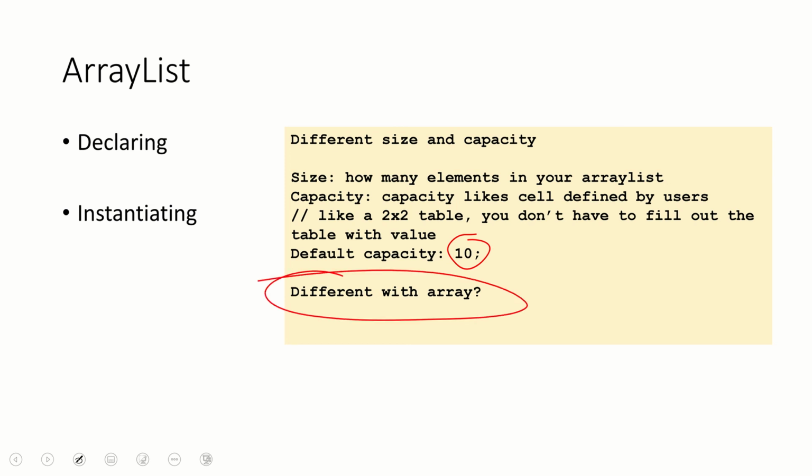Can you tell what's the big difference between array and ArrayList right now? If it still confuses you, what's the capacity and the size? Think about this question, maybe take 5 minutes. What's the big difference? Then I will talk about it in the next video with some examples.